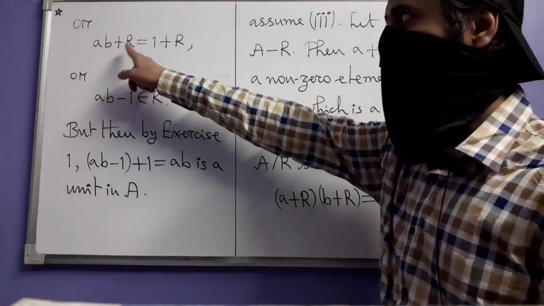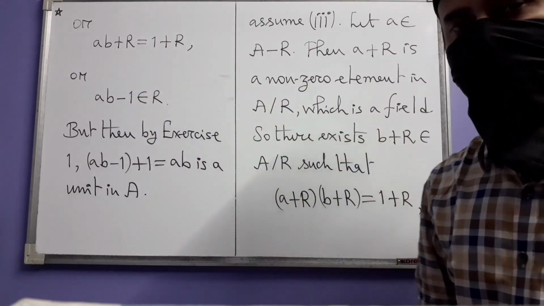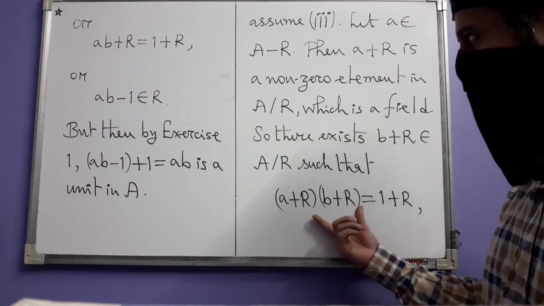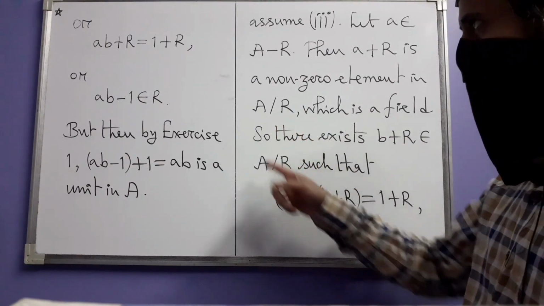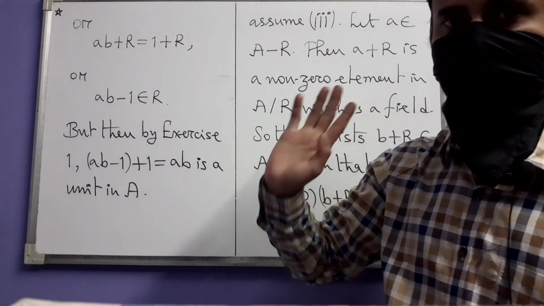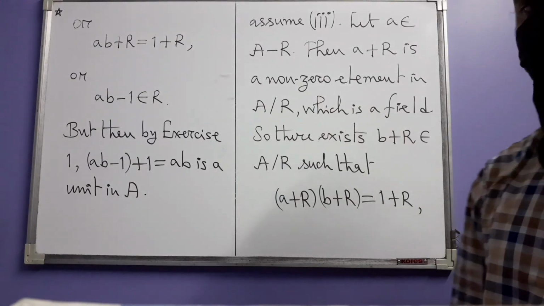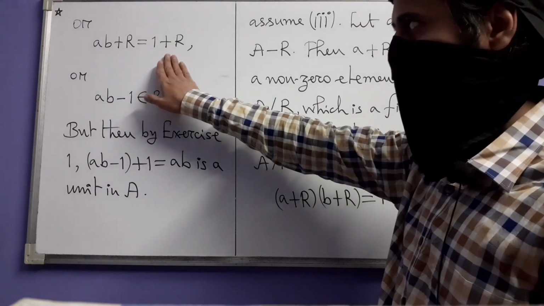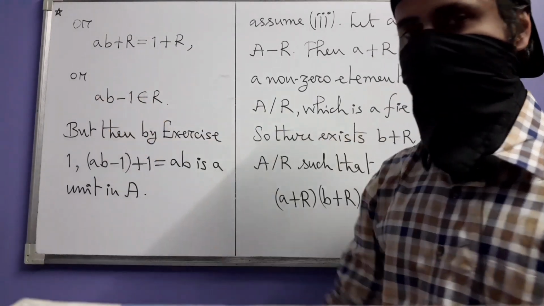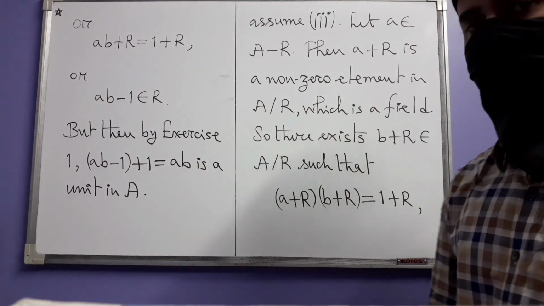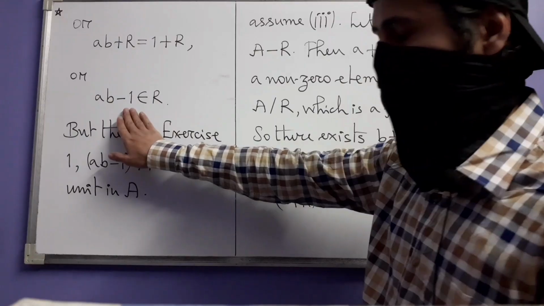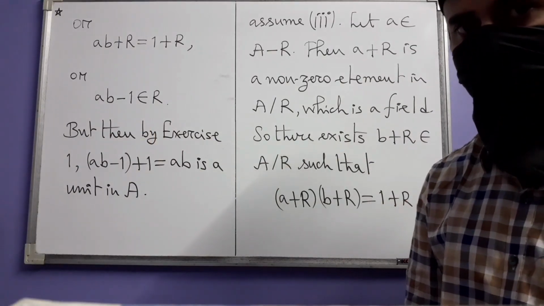or AB plus R equals 1 plus R, because by the definition of multiplication in this quotient ring, this product equals the coset AB plus R. And then by the condition for two cosets to be equal, you get this. AB minus 1 is an element in R. What does that mean? It means that AB minus 1 is a nilpotent element.